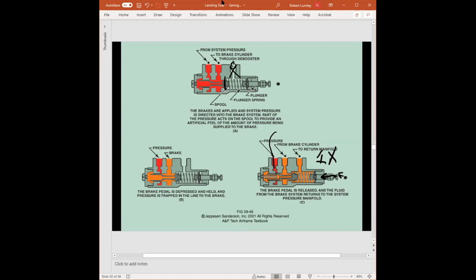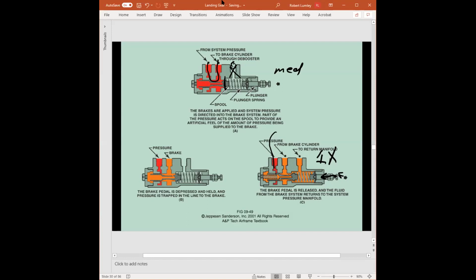The spool valve has moved over enough so that system pressure can now go to the brake cylinder through the debooster and through the anti-skid control valve. So now, here's the interesting part. Ready? I know all of it's interesting, but here's the interesting part. The pilot pushes it off, and let's say they want medium braking, right? So they put medium pressure, it moves over.